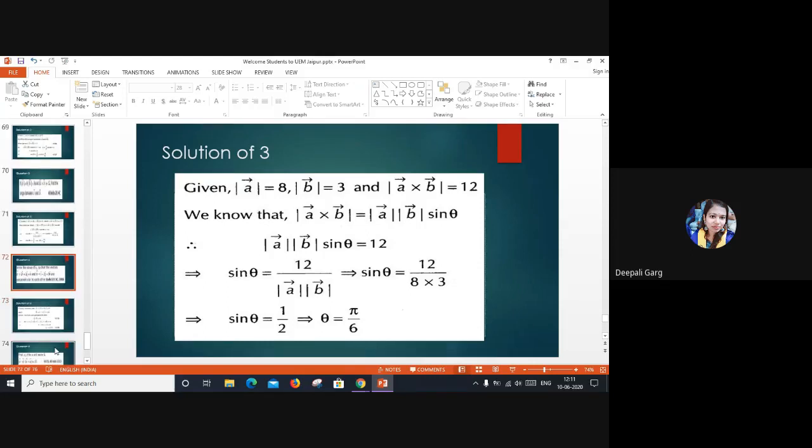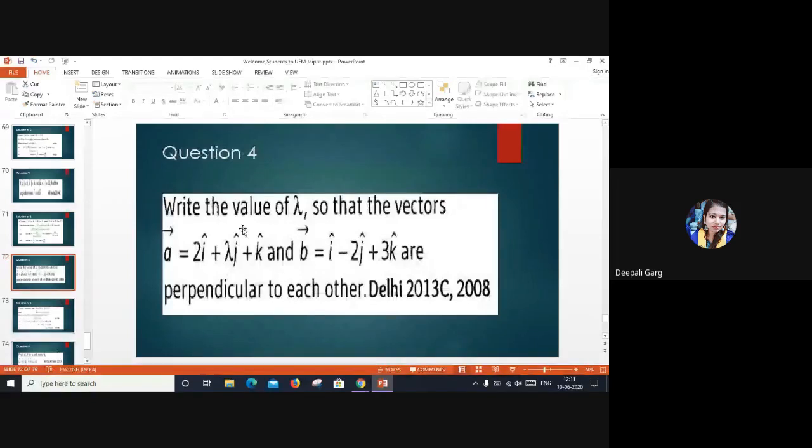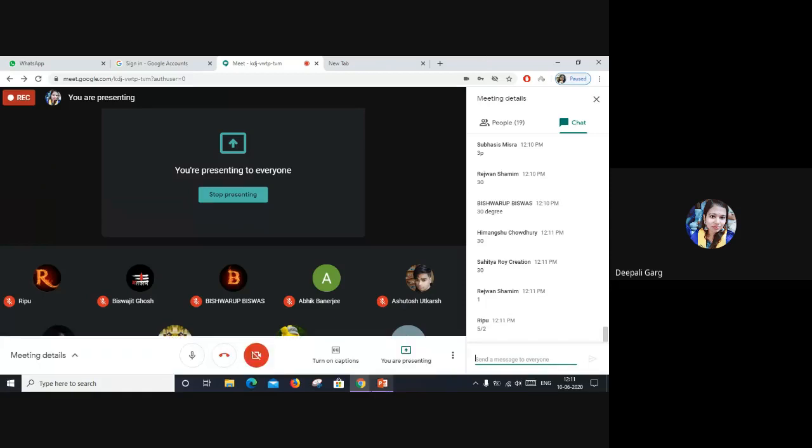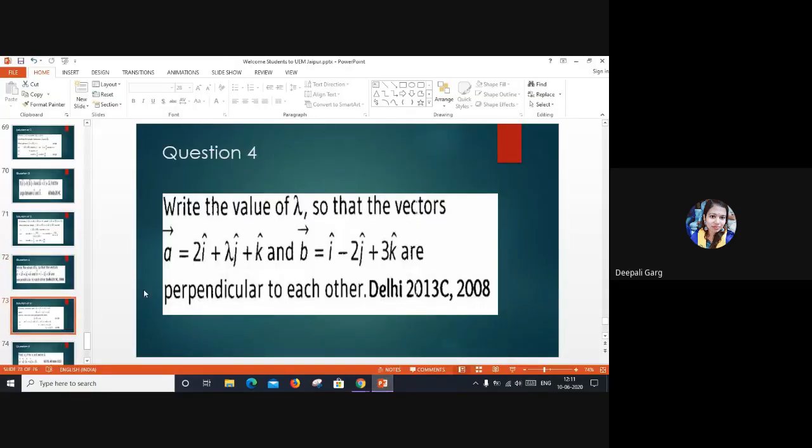Now question number 4 is a little bit tricky. Question number 4: write the value of lambda so that the vector A and vector B are perpendicular to each other. So if two vectors are perpendicular to each other, which property will be used? We will use their dot product must be 0. Their dot product must be 0. So the right answer is 5 by 2.